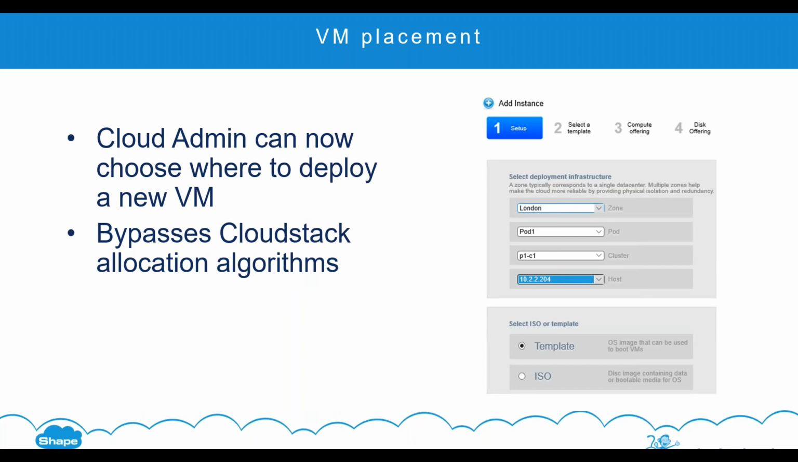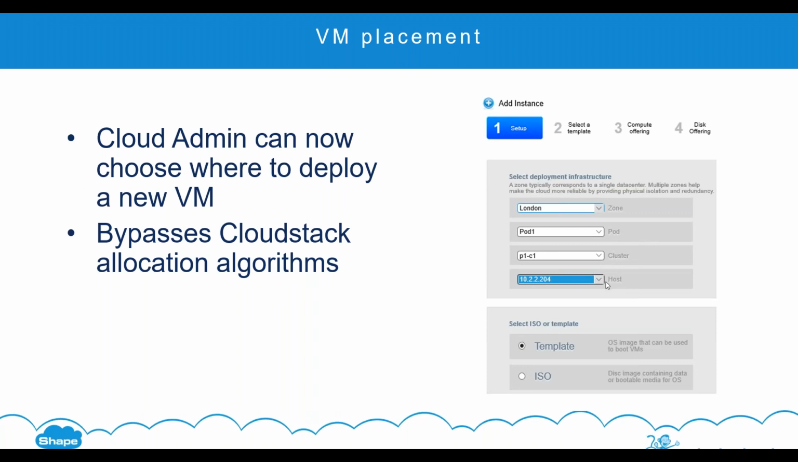But from an admin perspective, every now and then we want to create a VM on a specific host to test something because there's problems with another host, and we want to see if that one behaves the same way. We just want to put a VM on the host we specified. So what you can now do, either on the API or on the UI, is choose zone, and then the pod within that zone, and the cluster within that pod, and then the specific host down to the cluster.